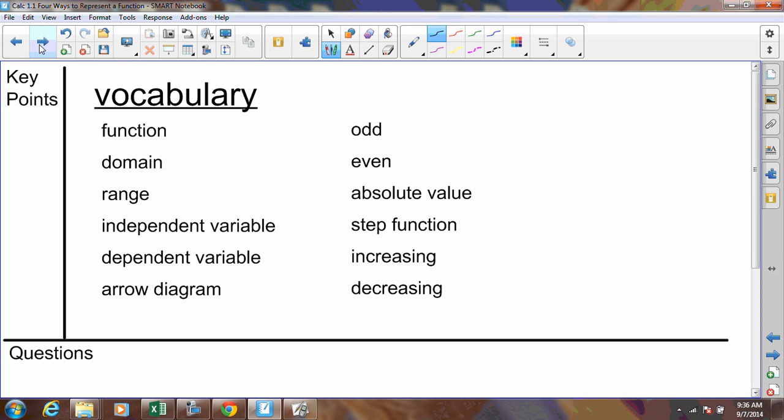Take a look at the vocabulary. Each of these should be a little bit familiar. Function, domain, range, independent, dependent variables, odd and even functions, absolute value, step functions, arrow diagrams, increasing and decreasing. They're all things that you are likely to have seen in previous classes. We will use them without taking the time to define them, because you should already be familiar with them.